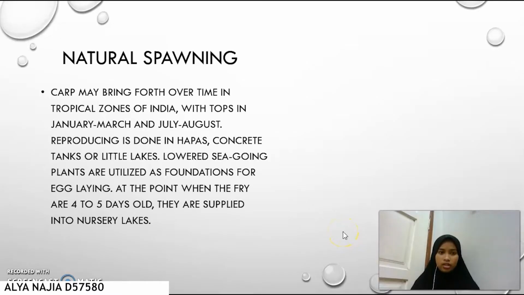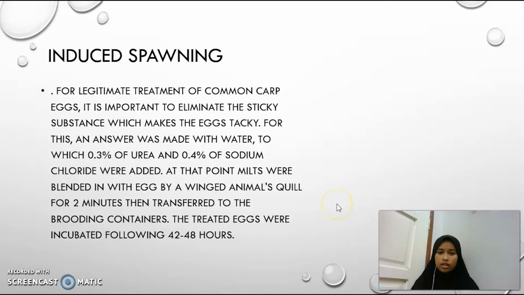Natural spawning. Carp may breed over time in tropical zones of India, with stops in January until March and July until August. Reproducing is done in hapas, concrete tanks or little lakes. Lower sea-going plants are utilized as foundation for egg laying. When the fry are 4 to 5 days old, they are supplied into nursery lakes.